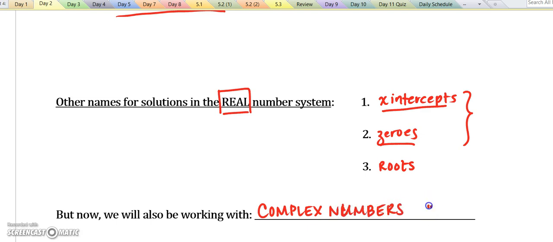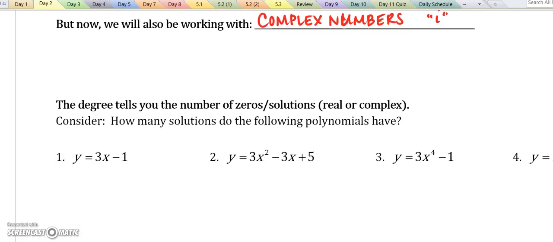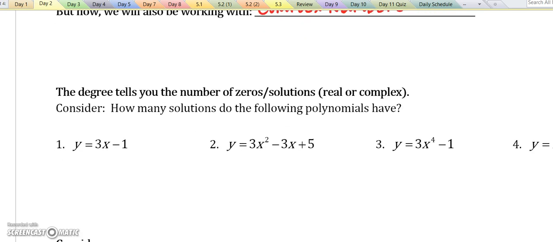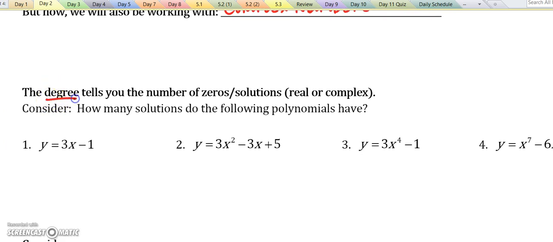All right, when i comes back into the picture, x-intercepts and zeros will actually not always be the same thing, and we'll take a look at why that's the case. So something that we're going to look out for. We've talked about degree. We talked about that in class on Monday. The degree is going to tell you the number of zeros or solutions that each problem has.